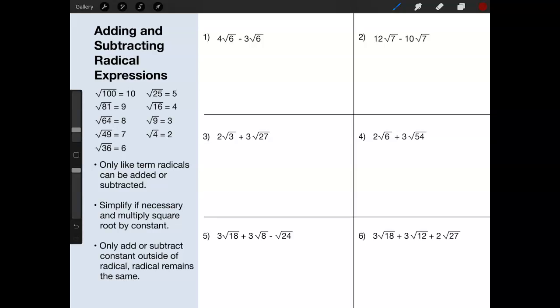For example 1, we have 4 radical 6 minus 3 radical 6. We are going to combine 4 and negative 3. 4 minus 3 is 1, and the answer here is simply radical 6.